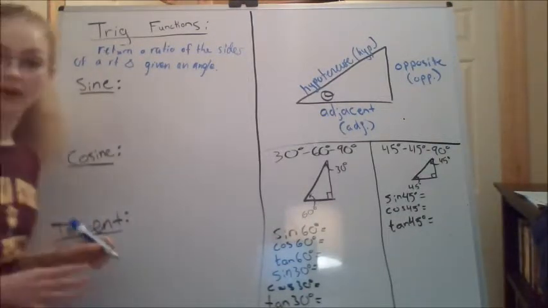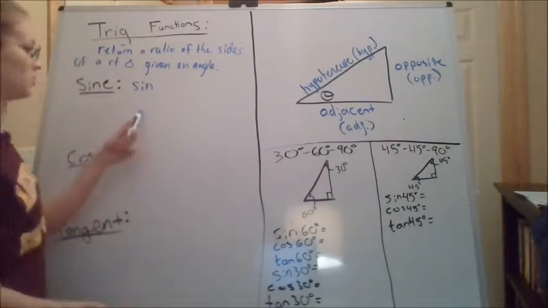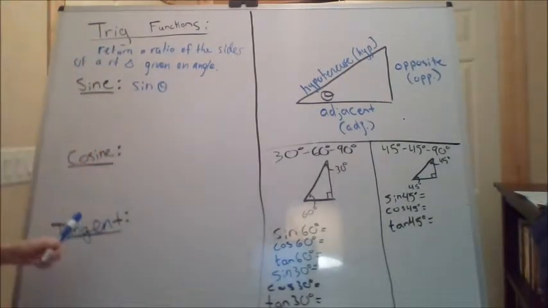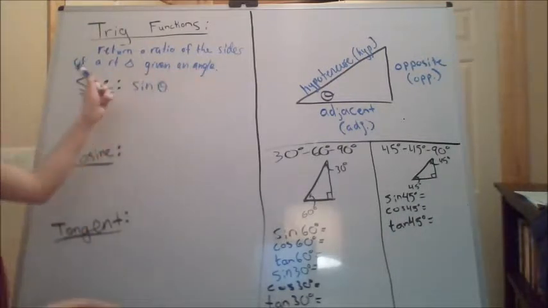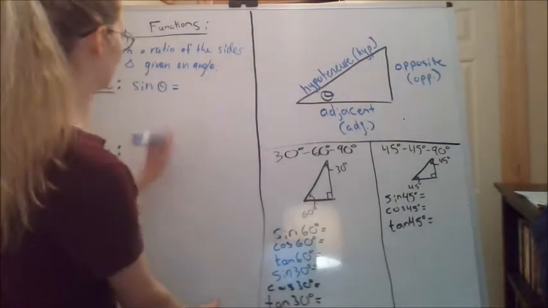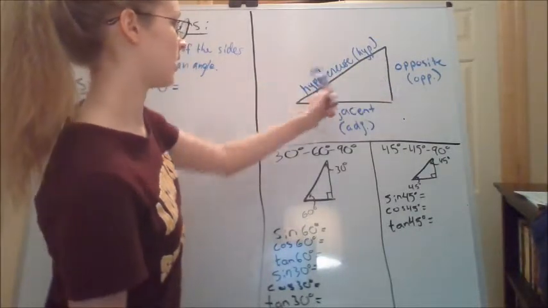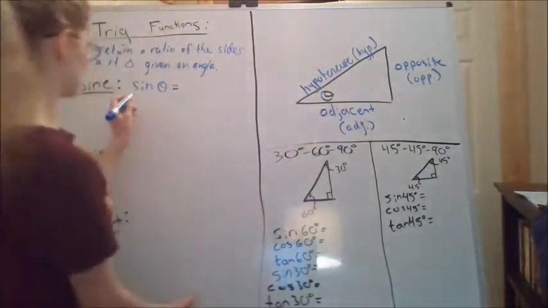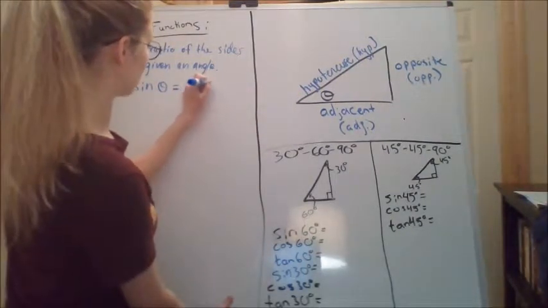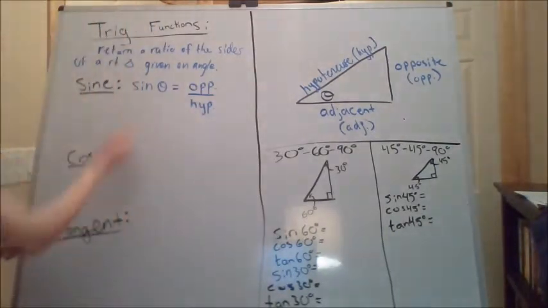Let's start out with sine. Sine is abbreviated S-I-N. It looks like sin, but it's pronounced sine. Here we write sine of theta, and theta is going to be our angle measure. So here's our angle, and the ratio that we're going to return is the opposite side length divided by the hypotenuse side length. So sine of theta is opposite over hypotenuse.